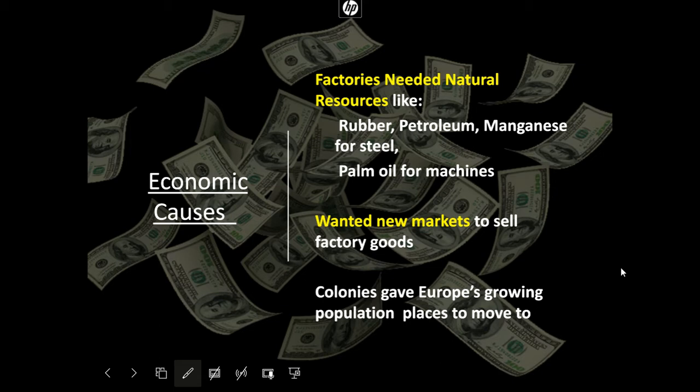Now, once those resources are turned into goods, right? Let's say you get all these materials to make clothing. You take that into your factory, you put it together, you make a shirt. Well, now you need to sell that shirt to someone. So the other thing that these people wanted were new markets for their factory goods. It's not just that they want resources, but they want people to sell to. And then lastly, the colonies gave the European population a place to go, for vacations, or just to move to get out of the crowded cities if you don't like the urbanization taking place.